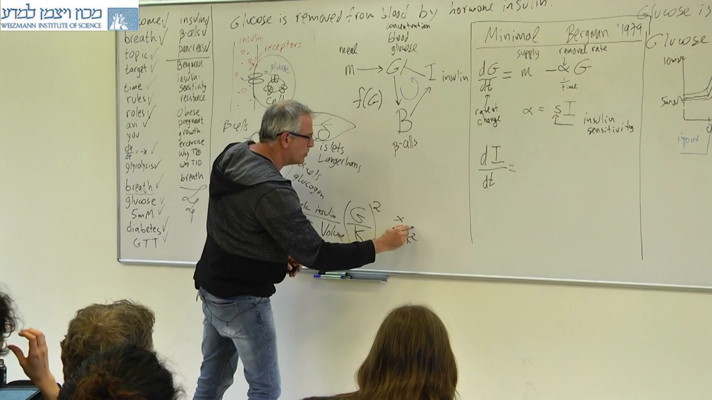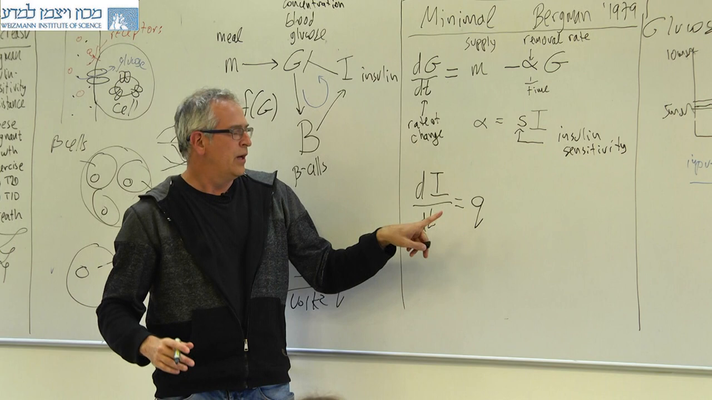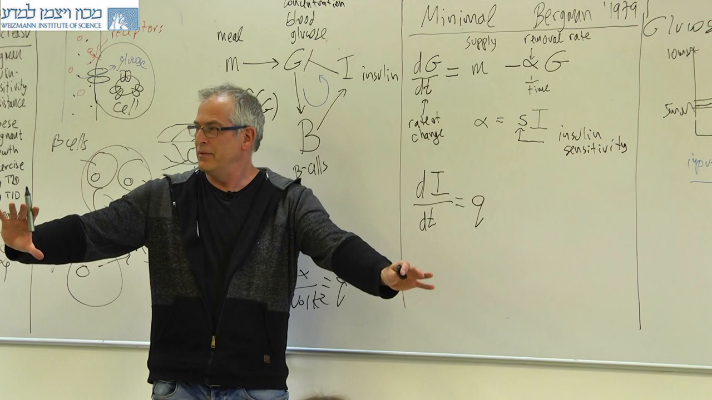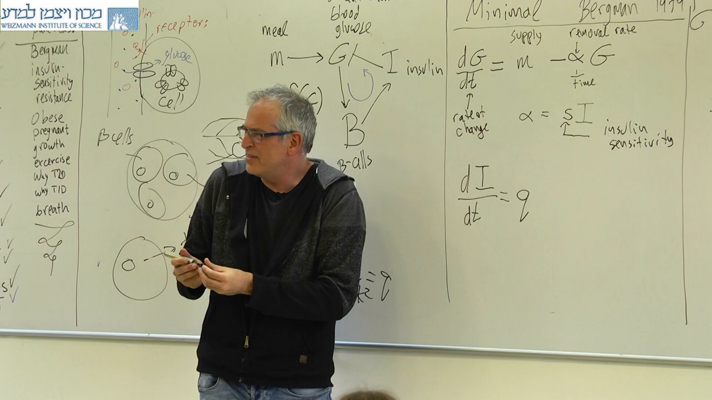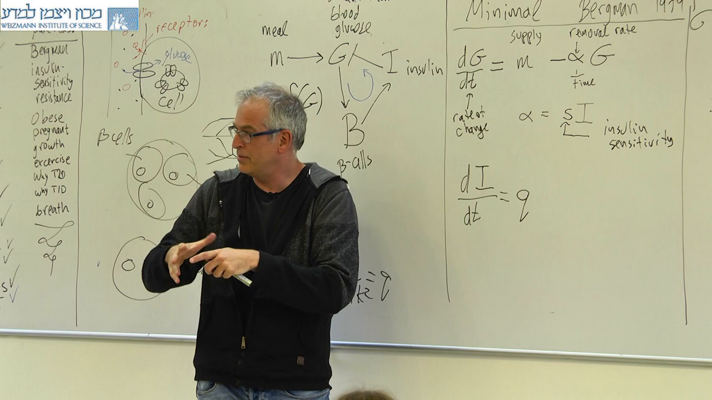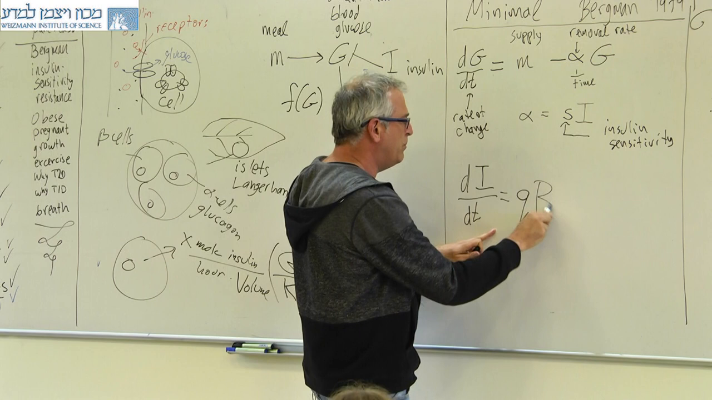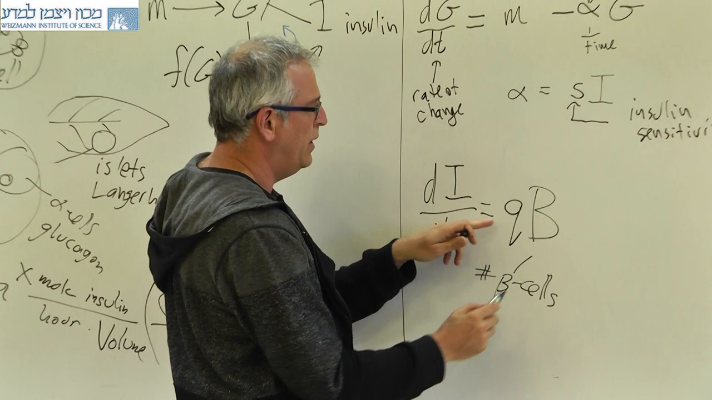This is something like the concentration of insulin that a beta cell can secrete. So if the beta cell is sick or dying, this Q will be smaller. Or if blood volume grows, this Q will be smaller, because you need to dilute more into the blood volume. So this is this number. And I multiply here by B, which is the number of beta cells. So this is per cell, times the number of beta cells. And here I put this G squared, because I want this thing to grow with glucose.